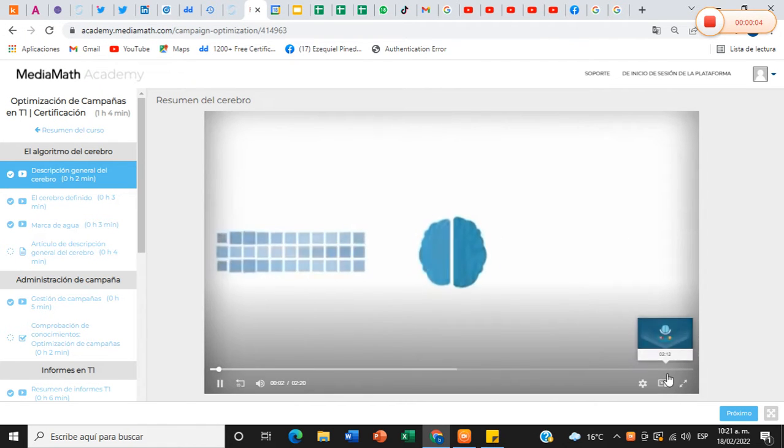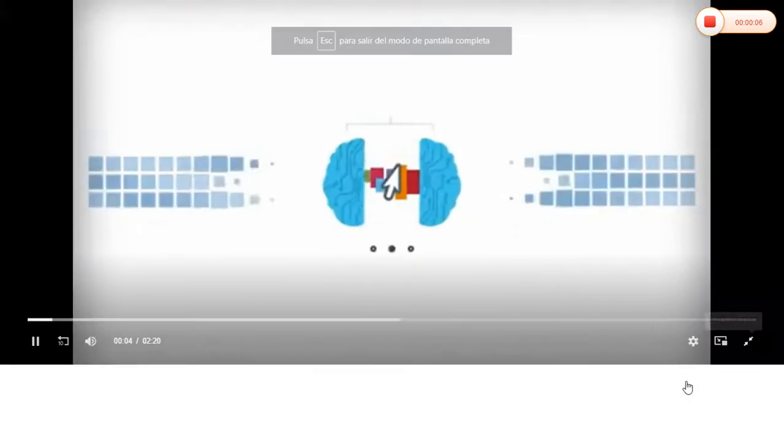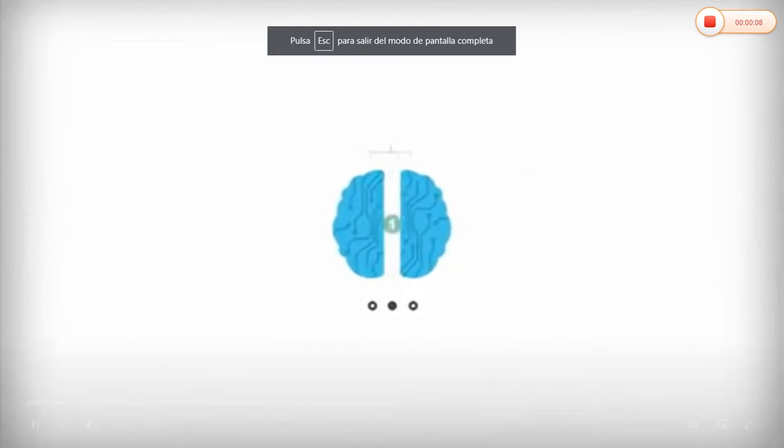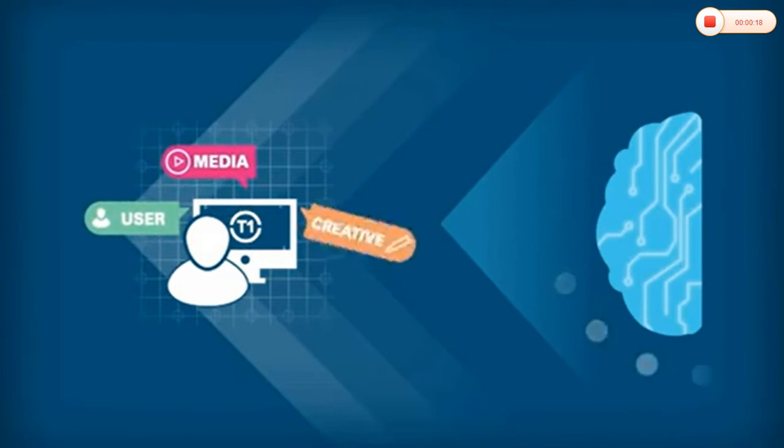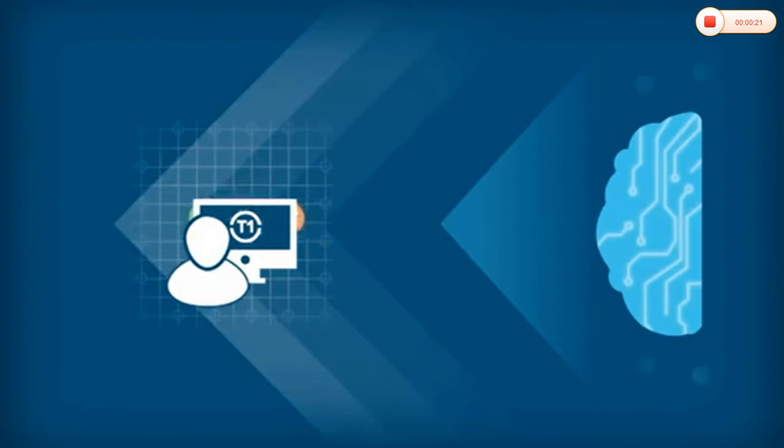The left brain and the right brain work together to determine the best impressions to bid on and at what price. The left brain analyzes historical data specific to a given T1 advertiser to understand how different combinations of user, media, and creative variables lead to the advertiser's desired goal, such as a purchase.